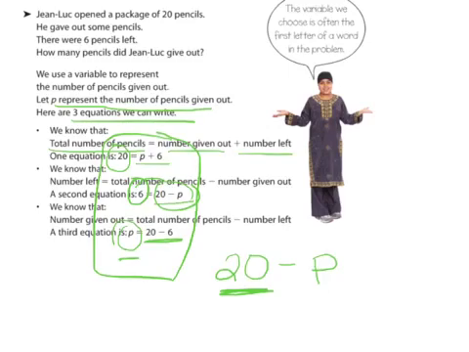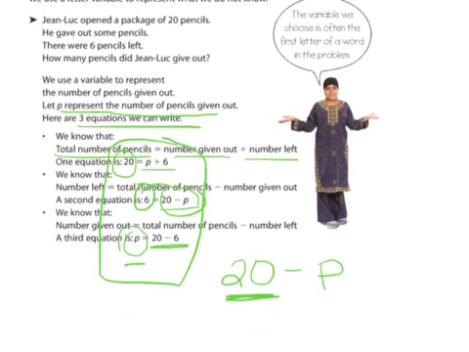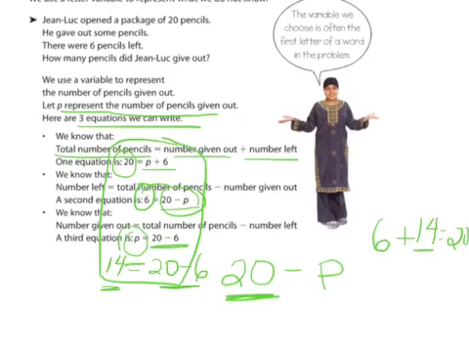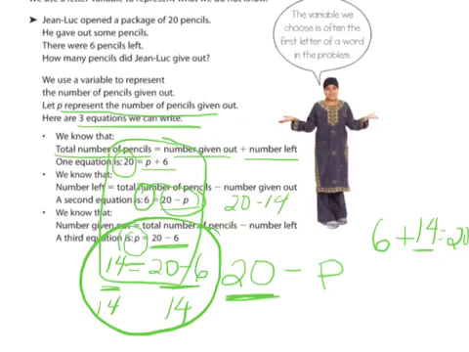So, well, let's check. 6 plus what is going to give us 20? Well, 14. So let's see. 14 is equal to 20 minus 6. Does this side equal 14 and does this side equal 14? Well, 14 is 14. 20 minus 6, yep, 14. So this equation works. 20 minus 14 equaling 6.